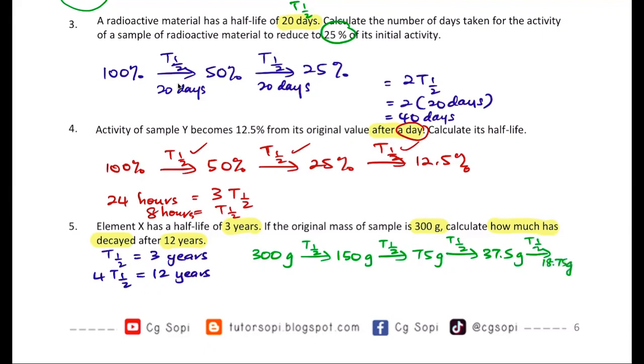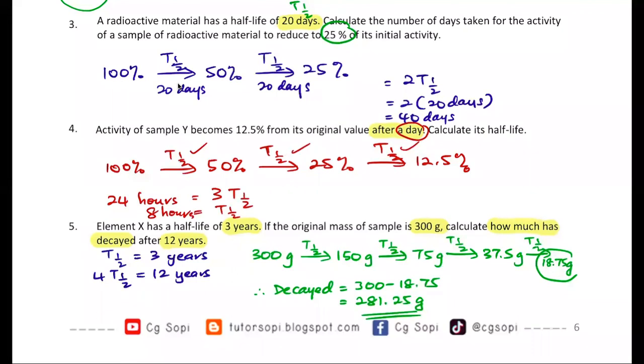18.75 grams. Now, this is not the answer because the question asks how much has decayed. So how much has decayed? So you have to subtract from the initial value. So 300 you minus with 18.75. So the answer will be 281.25 grams.